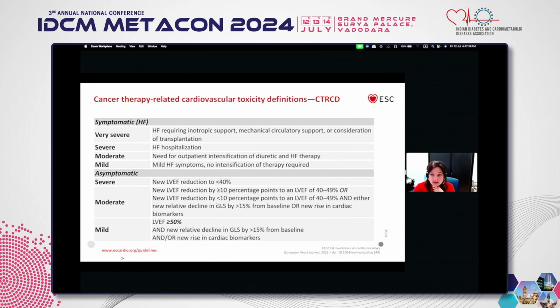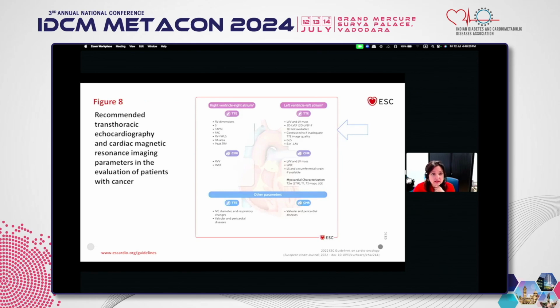have the GLS as a measurement integrated in the recommendation, where they say that if there is a decline of more than 15%, you should define a cancer therapy related cardiovascular toxicity. Or the same, of course, if you have it in the ejection fraction. But the GLS is certainly the most sensitive and subtle and can detect left ventricular dysfunction. In this case, you can see a nice figure that highlights the use of transthoracic echo in this patient where GLS is included.